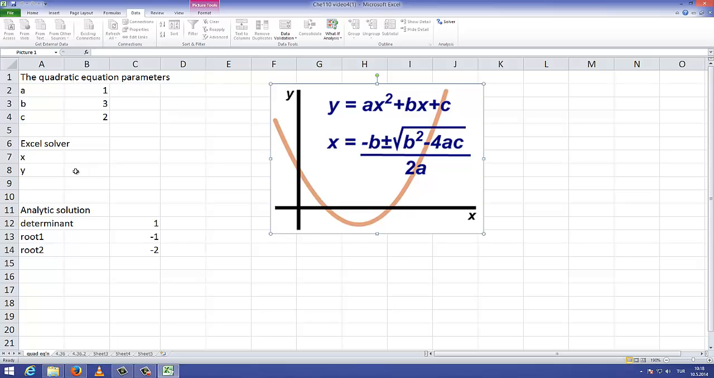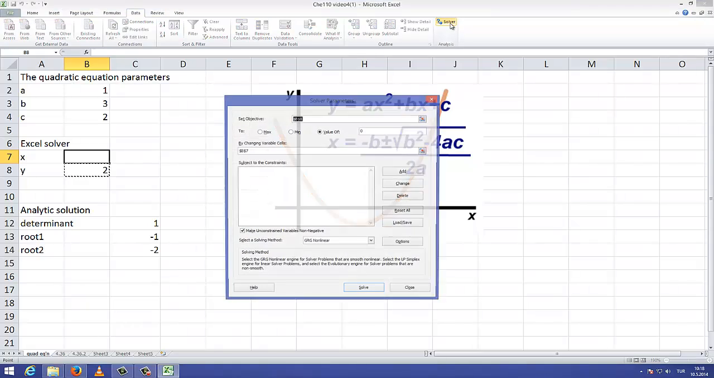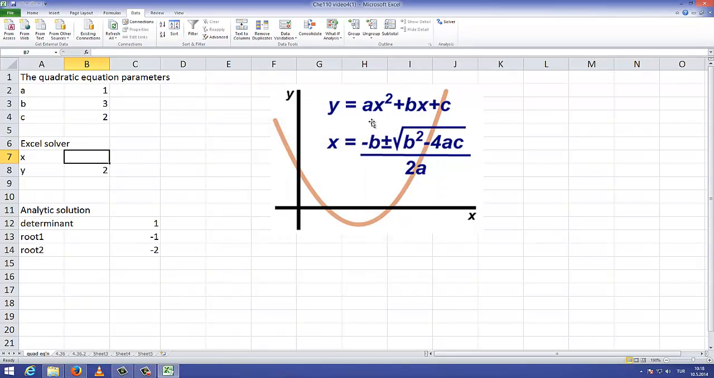Now, I have set some values here for a, b, and c. My y is going to be a times x squared plus b times x plus c. And this is going to be 2 because c is 2, even though x is 1. Now, I want Solver to find the root of the quadratic equation, which is when y is 0.